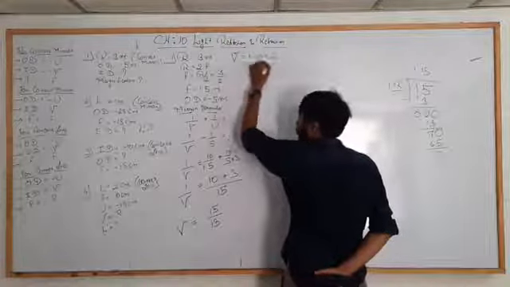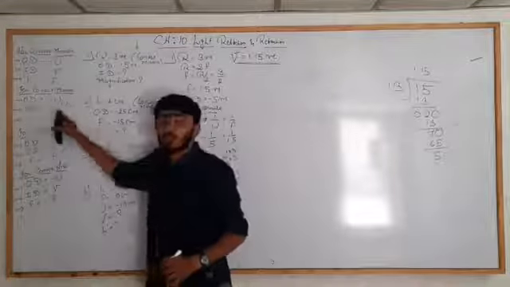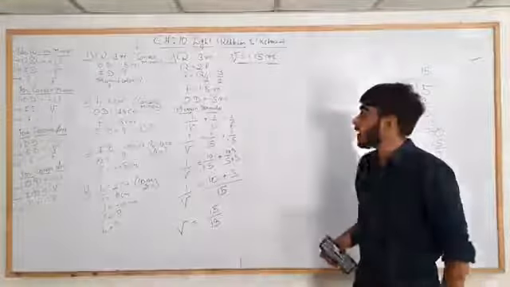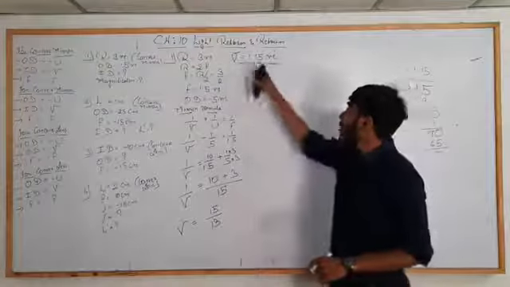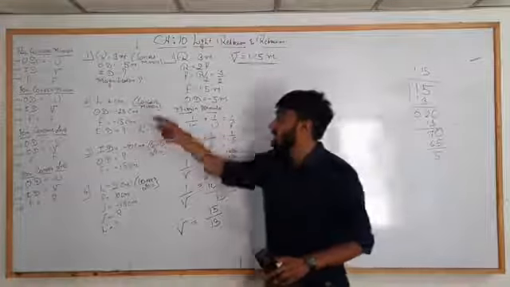See students, as I told you, the convex mirror image distance should be positive, and I am getting a positive answer. That means we are right. So we got 1.15 meters, that is, we got the image distance.